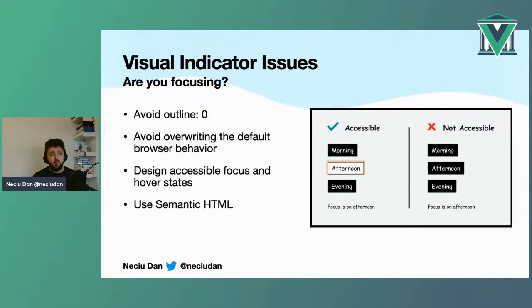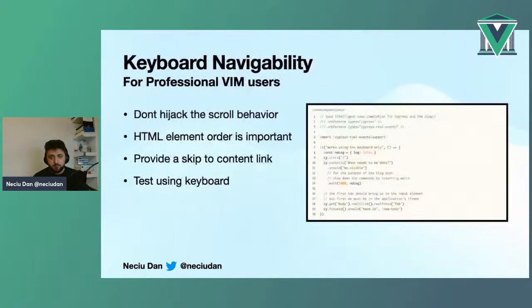So as best practices, do not use outline 0 or outline none or other styles that remove or limit the visibility of keyboard focus. Avoid overriding the default browser behavior, and design accessible hover and focus states using the color contrast ratio that we saw first. And of course, use semantic HTML for buttons. And if you have already solved the focus and hover state, we absolutely have to make sure that our entire app can be used without a mouse.